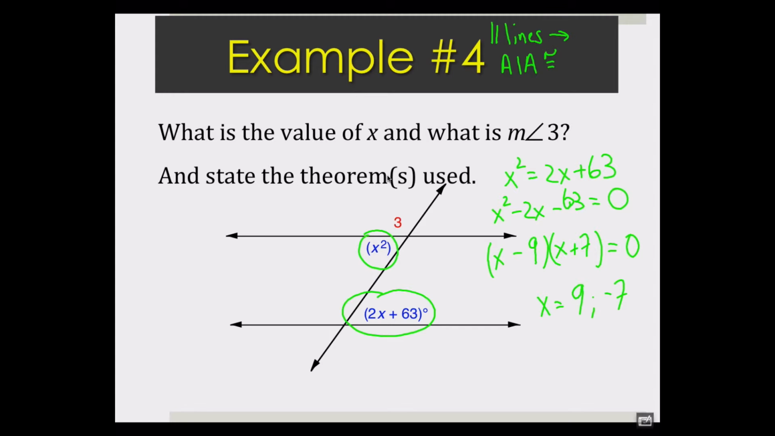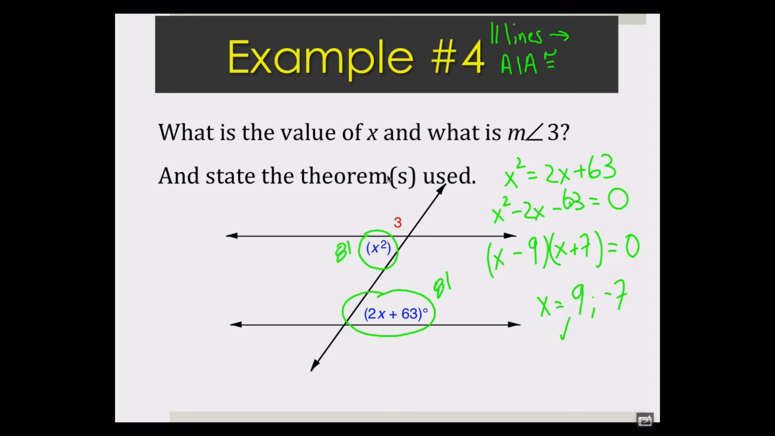Check them. I'm feeling good about the 9, so let's check the 9 first. If I plug 9 in here, I get 81. That's okay, not a negative angle measure, I can go with that. However, I need to check the other angle to make sure it matches. 2 times 9 is 18. 18 plus 63 is in fact 81. Woohoo! Check. What about negative 7?